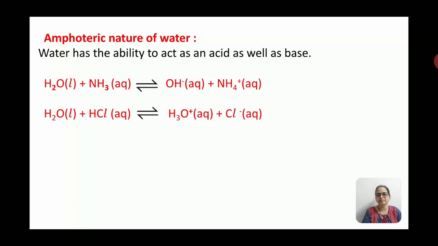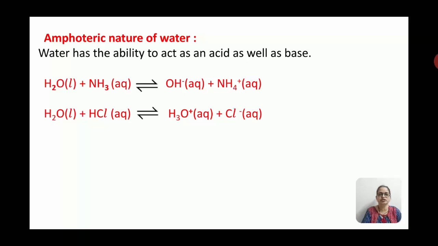In the first example, in the first equation, you can see that water is reacting with ammonia so as to form hydroxide ion and ammonium ion. So what is exactly happening in this particular equation? Water is losing its proton while ammonia is accepting a proton. So according to the definition, water is acting as an acid.